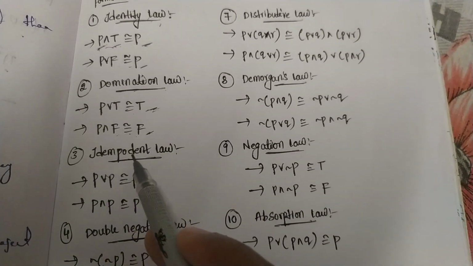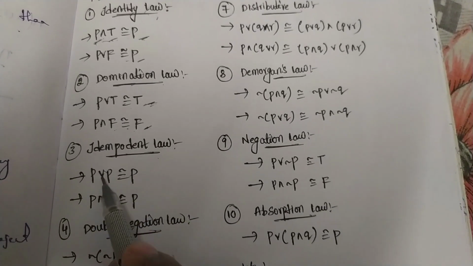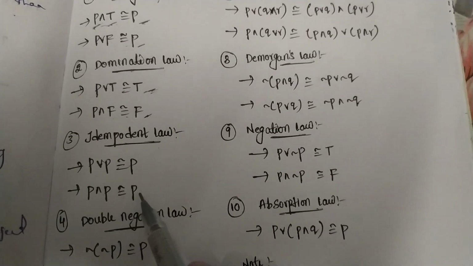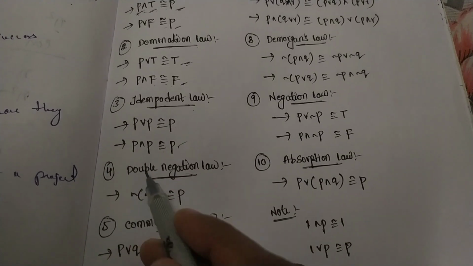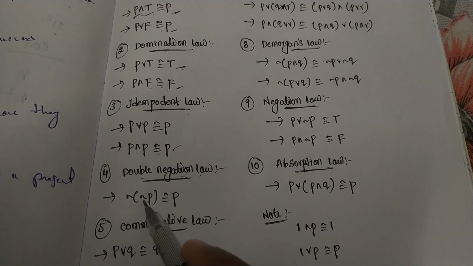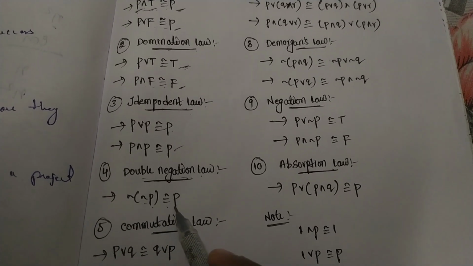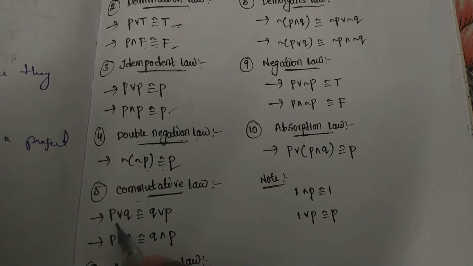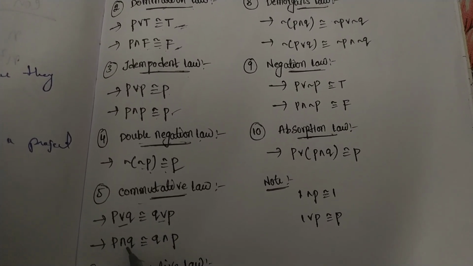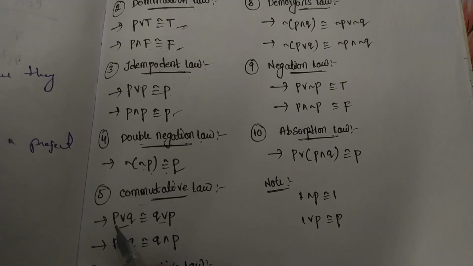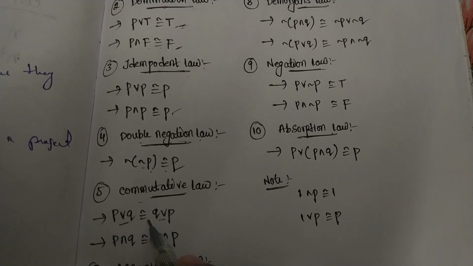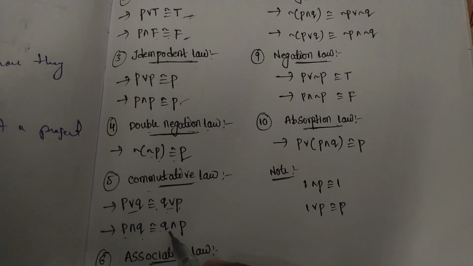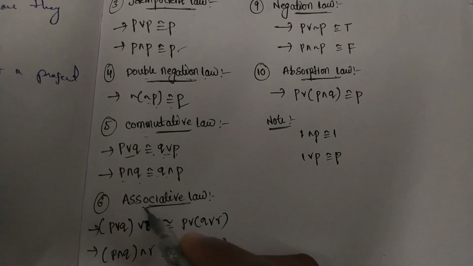The third one is the idempotent law, that is P or P is equivalent to P. The second one is P and P is also equivalent to P. The fourth one is the double negation law, that is negation of negation P is equivalent to P only. The fifth one is the commutative law. Here the connectives are the same in both, but the order is reversed, that is, the first one is P or Q equivalent to Q or P, and the second one is P and Q equivalent to Q and P. The sixth one is the associative law.